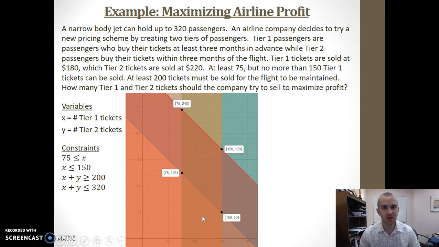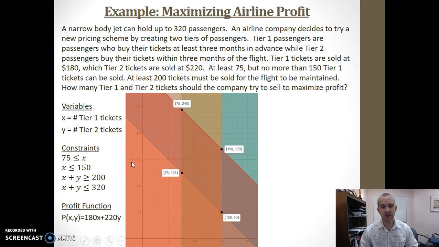And I used a program called Desmos, and when you go to Desmos you enter in each of these constraints, and then you can click on the corners and you'll see those values pop up. Now the thing is, what is the profit I'm trying to make? And my profit is based on how many tickets I sell of Tier 1 at $180 plus how many tickets I sell at Tier 2 at $220. So if I do 180 times X plus 220 times Y, that will tell me how much profit I'm going to make in this case.